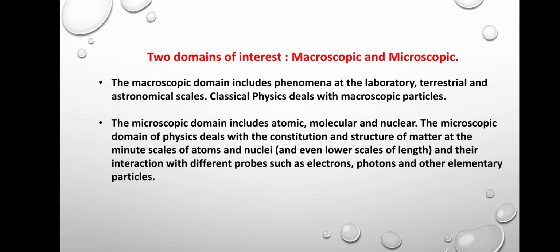Now what does the microscopic domain include? The microscopic domain mainly includes atomic, molecular and nuclear phenomena. Atoms are very minute, very small. The microscopic domain of physics deals with the constitution and structure of matter, at the minute scales of atoms and nuclei, even lower scales of length, and their interaction with different probes such as electrons, protons and other elementary particles. Elementary particles means antimatter and all of that, which you will study in your later classes.